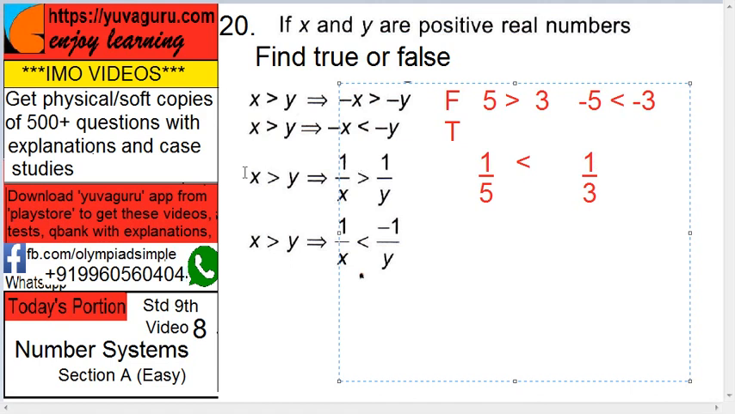So this is false. Again same over here, 1 upon 5 less than minus 1 upon 3. See here, any positive number will always be greater than the negative number. It can't be less than that, because it's given that both the numbers are positive. Suppose if you attach minus over here, this will be less than.